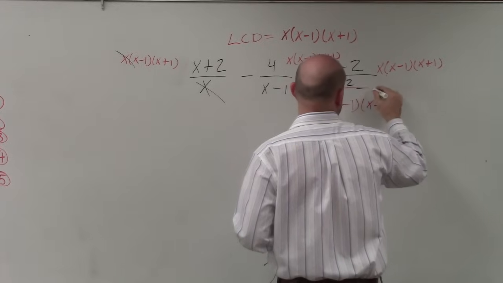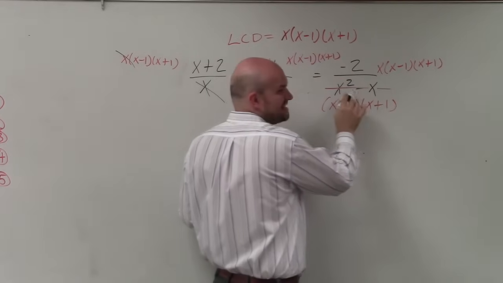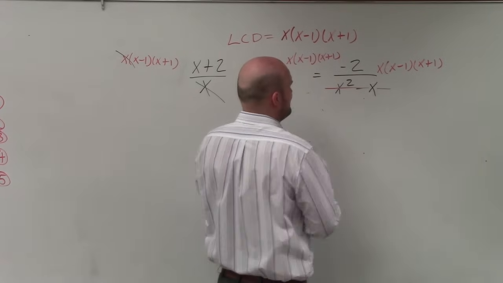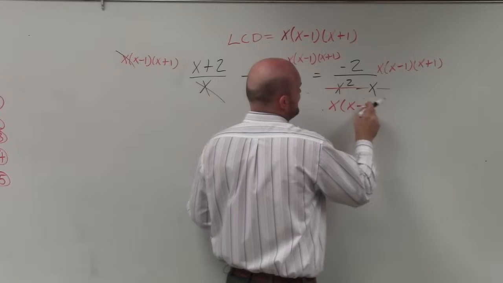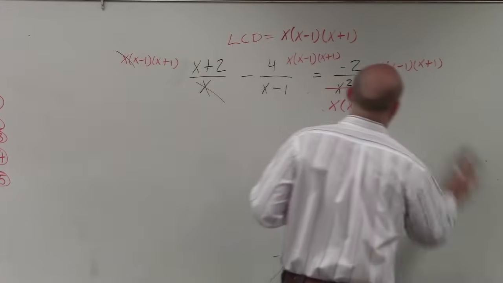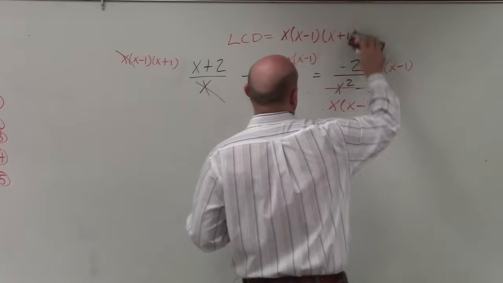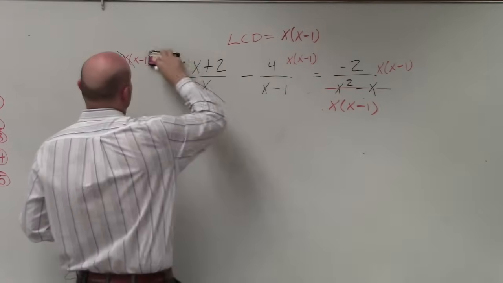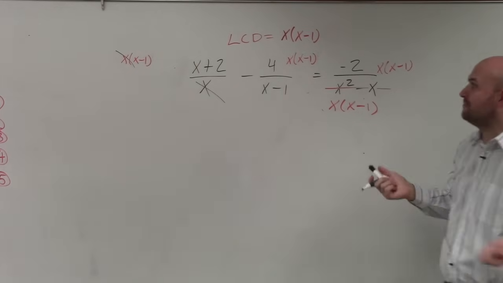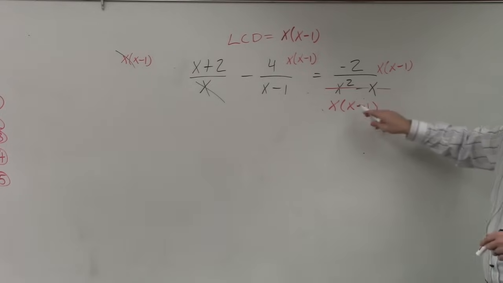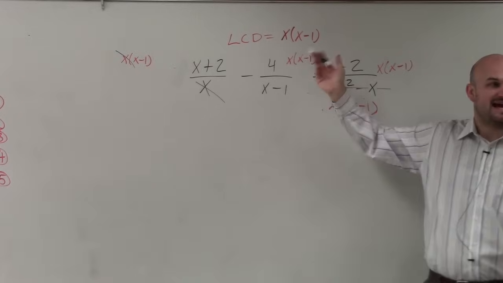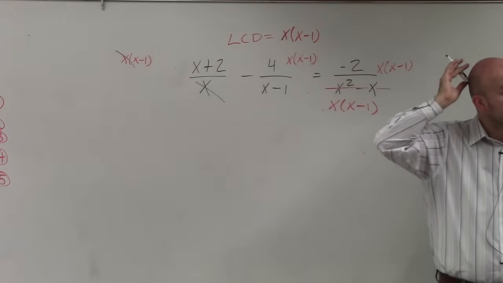Hold on. This problem was x squared minus x. So therefore, this gets factored into x times x minus 1. I don't want to over-make this problem. I just realized this is going to be an issue. We're going to have a cubic. And not like you couldn't do it, but that's just going to make this problem much more difficult. So anyways, this gets factored down to x times x minus 1. Therefore, my LCD is x times x minus 1. Does that make sense? OK.